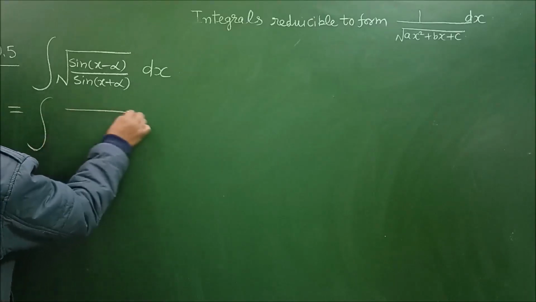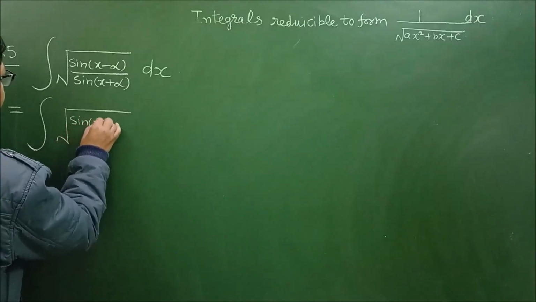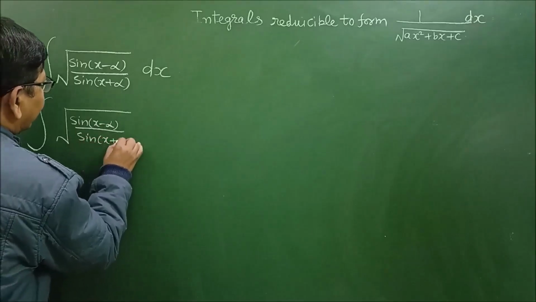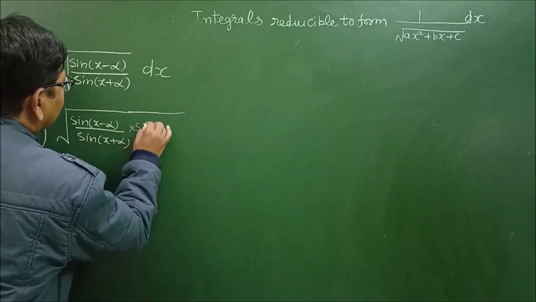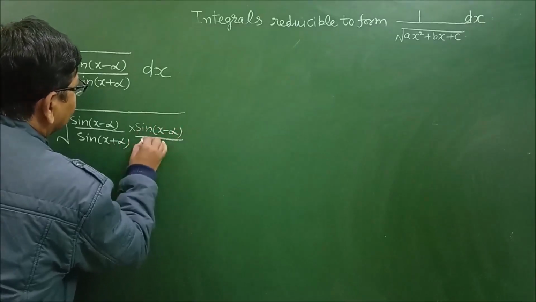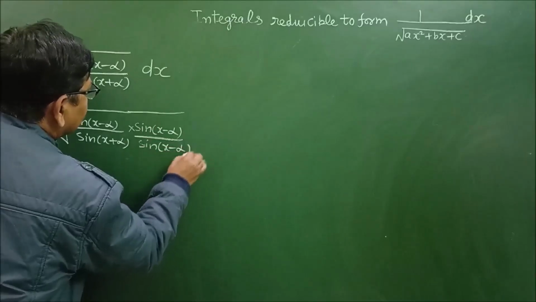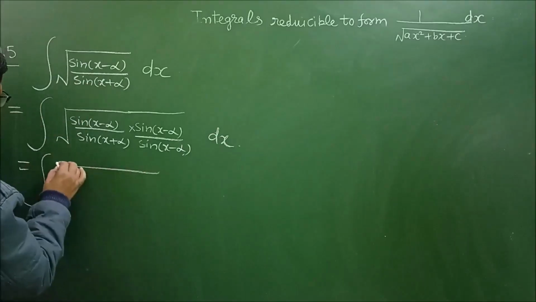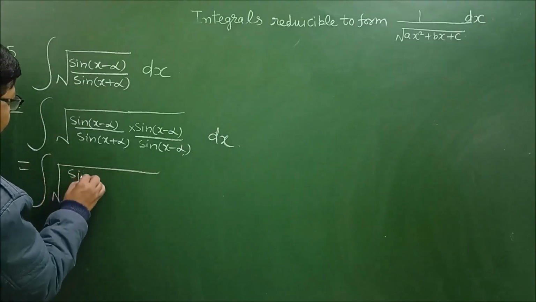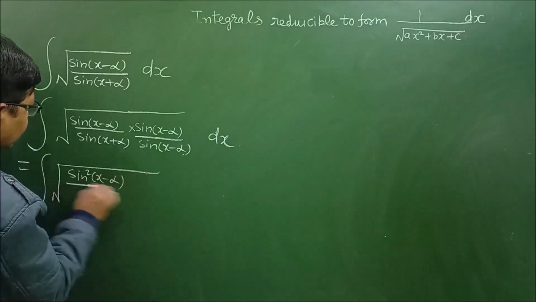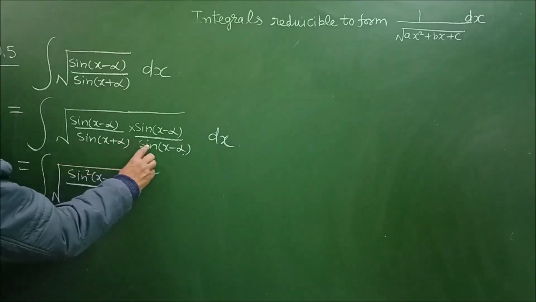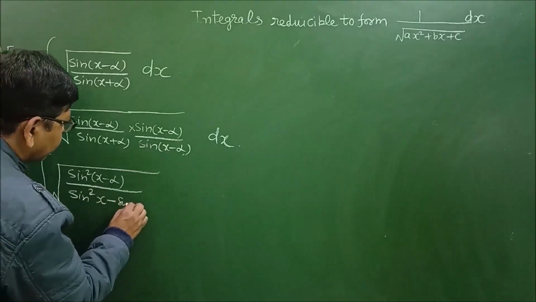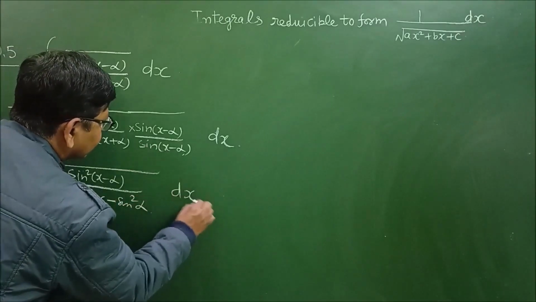the numerator, sin x minus alpha upon sin x plus alpha, multiplying by sin x minus alpha and dividing by sin x minus alpha, dx. So this is equal to integral of under root of sin square x minus alpha upon, using the formula sin a plus b into sin a minus b is equal to sin square a minus sin square b, that is sin square x minus sin square alpha dx.